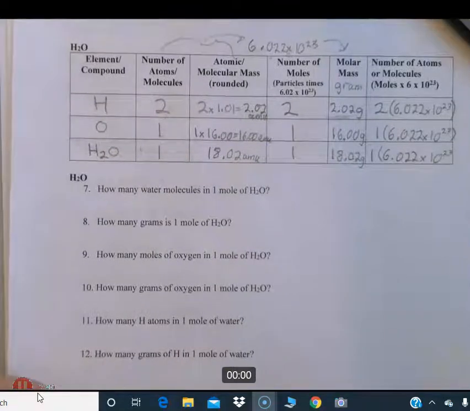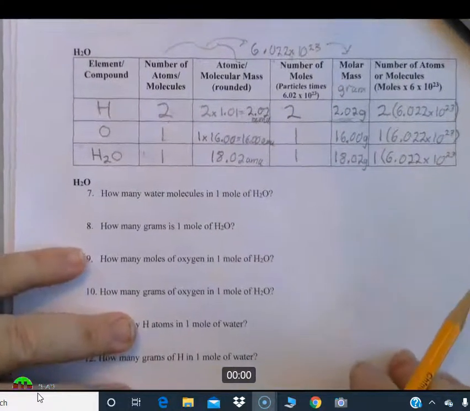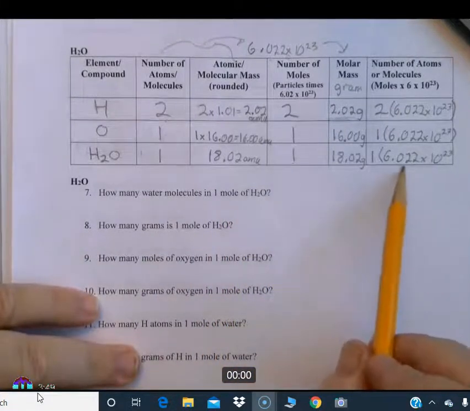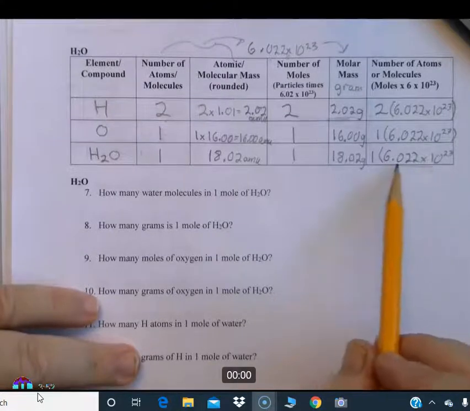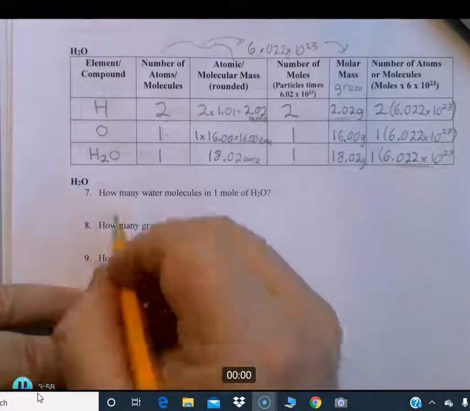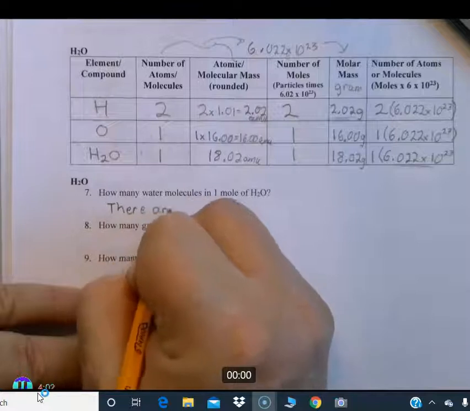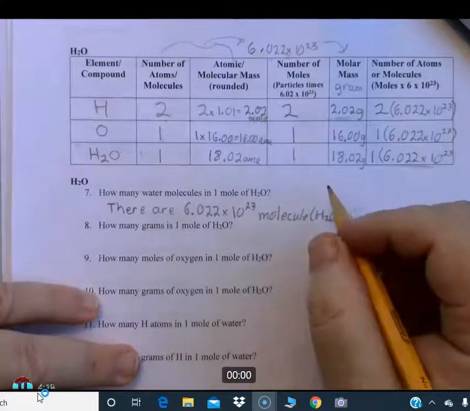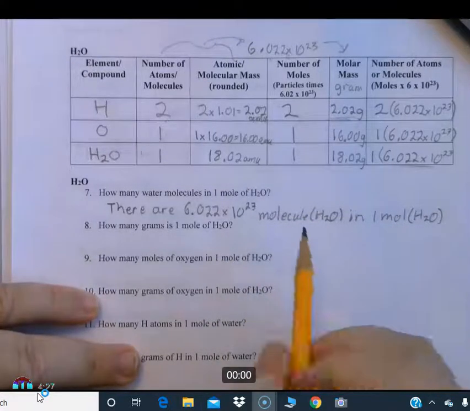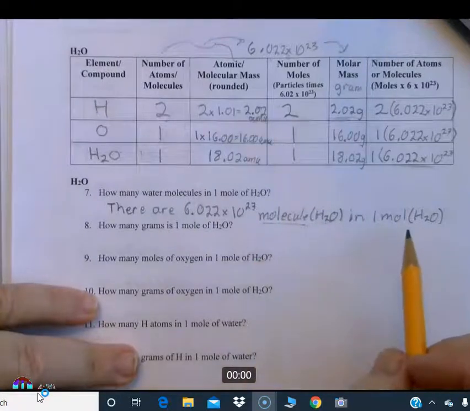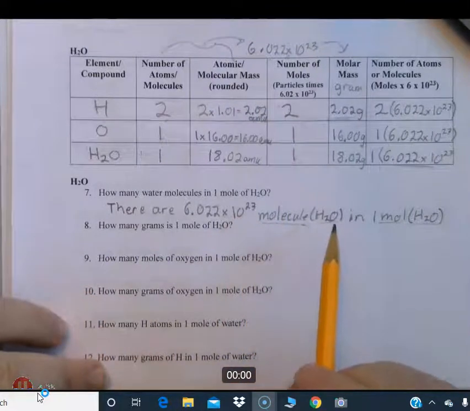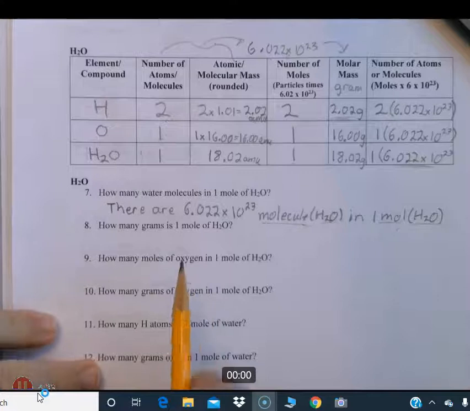Okay, so we've completed the table. So let's go ahead and answer the questions. So how many water molecules in 1 mole of H2O? So here's 1 mole of H2O, and this is how many water molecules are in a mole of anything, actually. It's how many molecules or atoms are in a mole of anything, but that's the number right there. So just write that out as a complete sentence. Again, always write unit of measure and the substance you're talking about. There are 6.022 times 10 to the 23rd molecules H2O in 1 mole H2O.